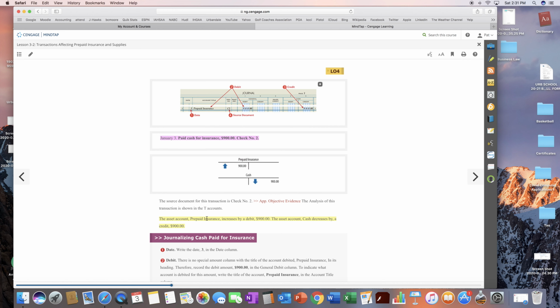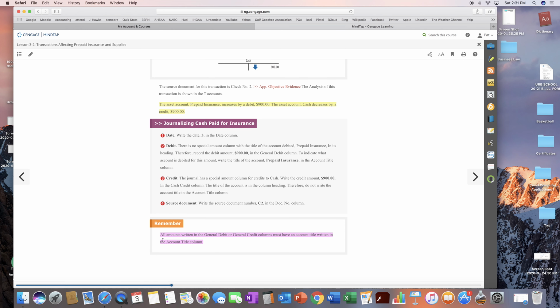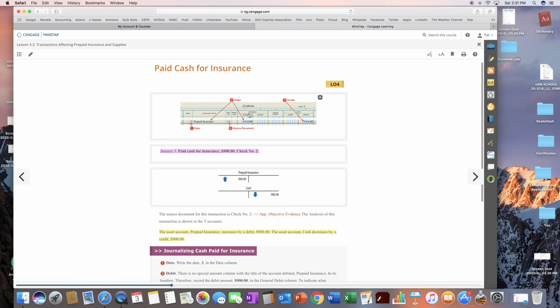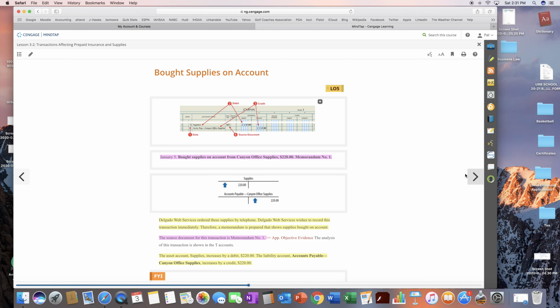This here tells you a little bit about what goes up, what goes down. It's basically telling you in a sentence or two the T account. Remember, all amounts written in either the general debit or credit column must have an account title written. That's what they mean there. So that's how we will journalize the transaction for paying cash for insurance.